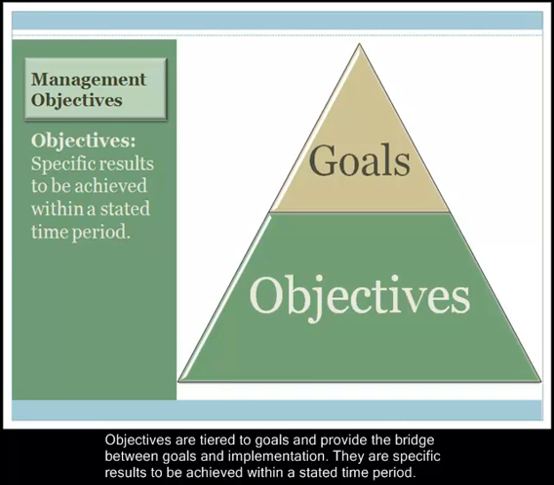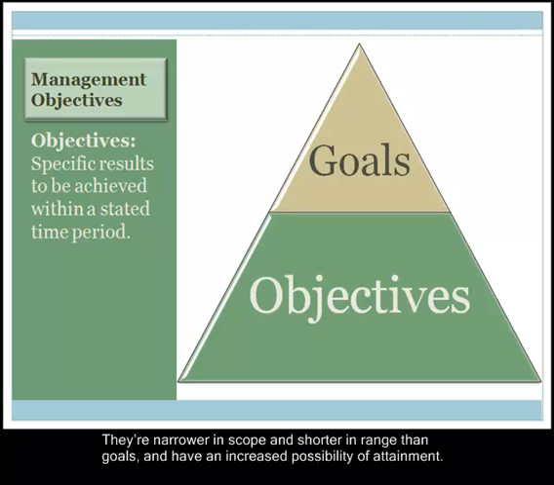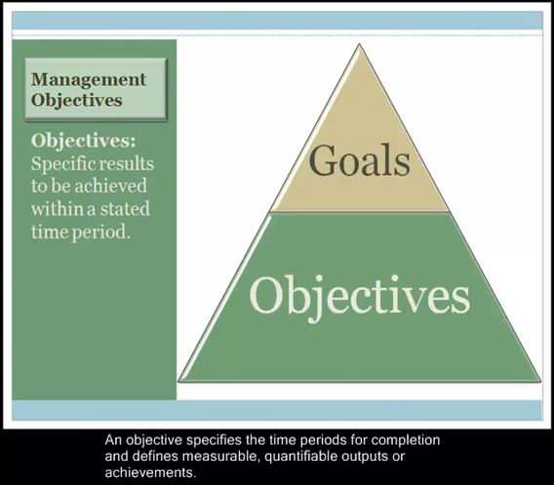Objectives are tiered to goals and provide the bridge between goals and implementation. They are specific results to be achieved within a stated time period. They're narrower in scope and shorter in range than goals, and have an increased possibility of attainment. An objective specifies the time period for completion and defines measurable, quantifiable outputs or achievements.